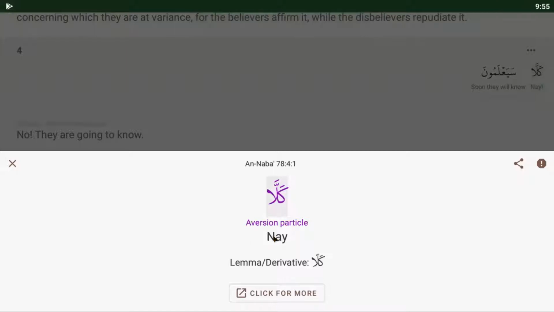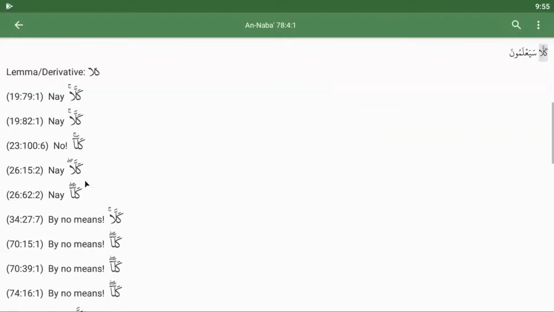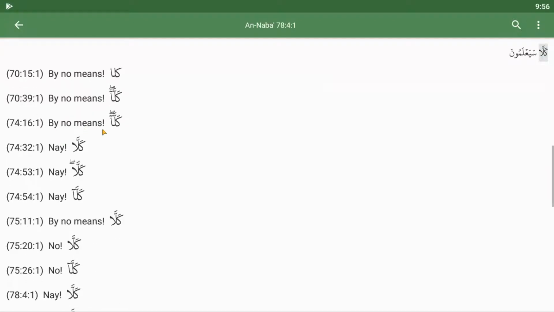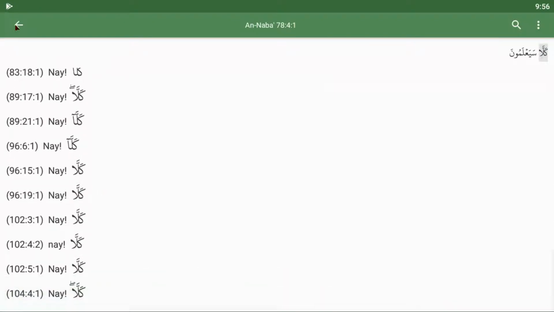If someone says something very bad, for example, will you ever steal? If someone asks any person, he says, never, nay, kalla, never can it happen. How can you even think that I will steal? It comes a lot in the Quran, 33 times. Kalla, by no means. Kalla has been translated as by no means, never, it can never happen.